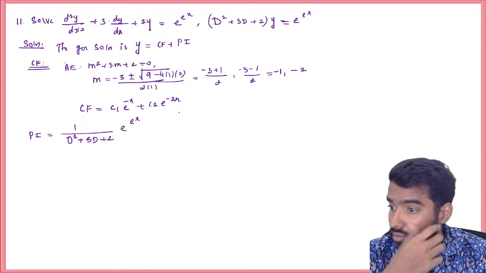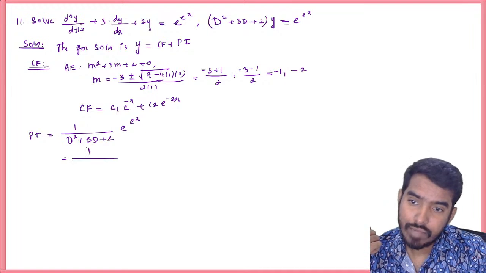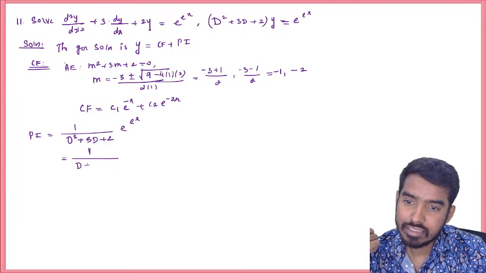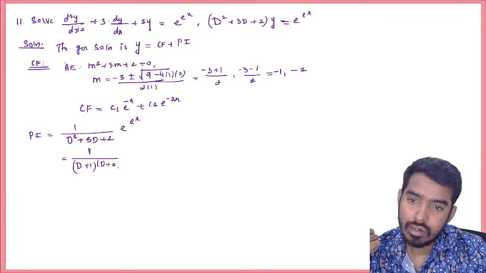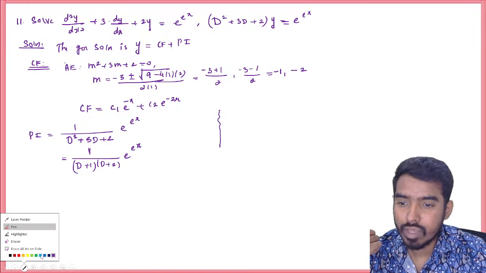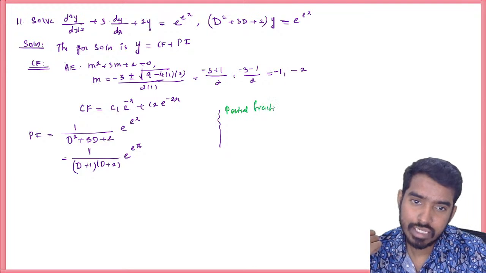What you have to do is first factorize this. The roots are minus 1 and minus 2. That means this can be written as D plus 1 into D plus 2 of e power x. Now you do the partial fraction for 1 divided by D plus 1 into D plus 2.